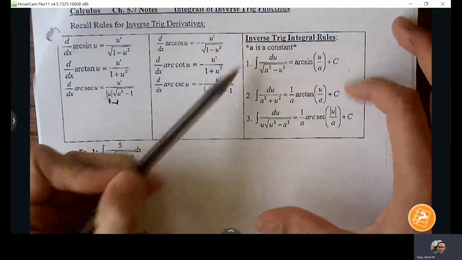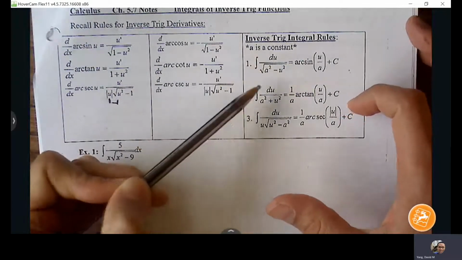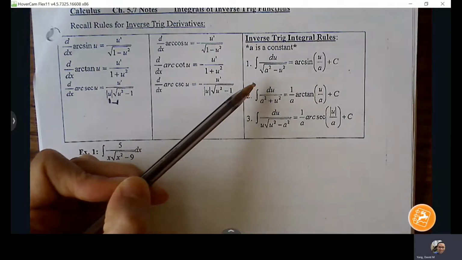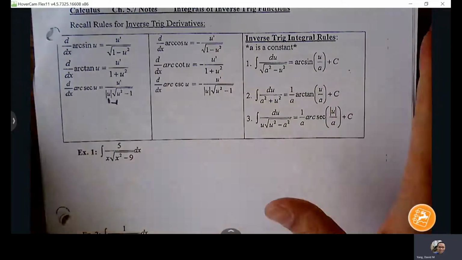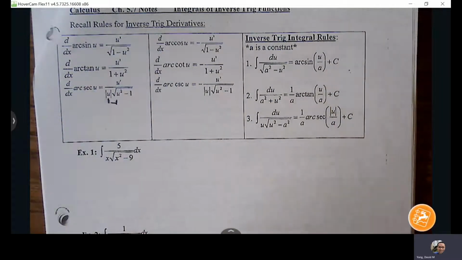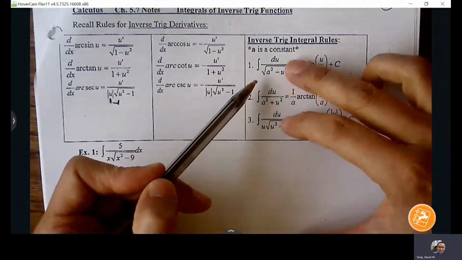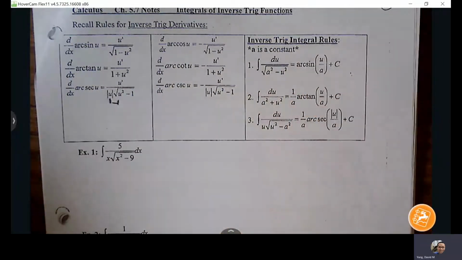Okay, so now let's look at these integral rules here, inverse trig integral rules. The first thing I want us to be able to identify is the a and the u value, okay? Now, if you're looking at a problem, we have to be able to identify what's the a value and what's the u value. Otherwise, it's hard to distinguish between these rules. Okay, the way that you tell is you look to see what's the constant and what's the variable.